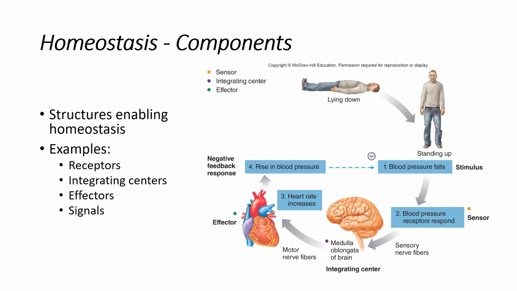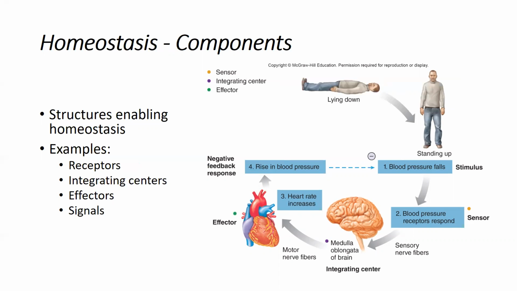Now in this image, we have a scenario of someone who's lying down, supine, and then they're going to stand up very quickly. When you stand up very quickly from a supine position, gravity causes a lot of our blood to pool into our lower limbs. That results in a drop in blood pressure in some parts of our body. So the blood pressure is going to fall as a result of us standing up, and we're not even aware of this as we stand up quickly. But the body's going to begin to automatically take steps to correct this.